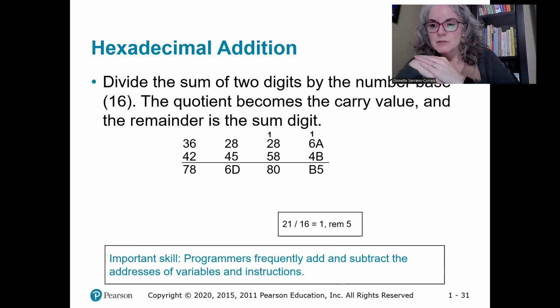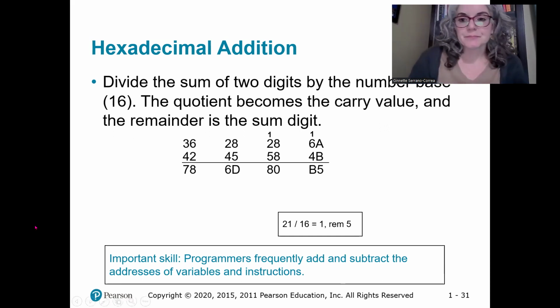What address will it be stored at? Depending on the size, if it's a byte versus a word, then those are going to have different addresses because of the size. The size matters. So an important skill for a programmer is to add and subtract addresses of variables and instructions. Instructions are also stored in an address. And so that's why we also have to know how to add and subtract addresses.